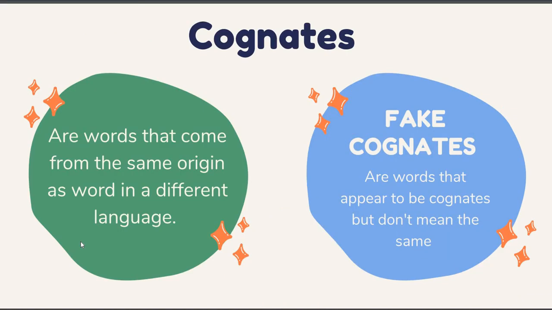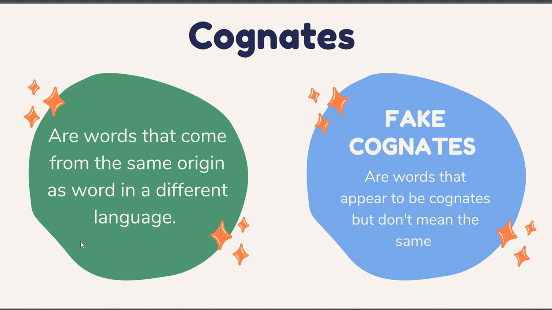Lastly, we can talk about cognates. The cognates are words that come from the same origin as words in a different language. An example of this can be words like activismo in Spanish and Portuguese, that in English is activist. Words like hospital in Spanish and hospital in English, and words like garden in English is garten in German.